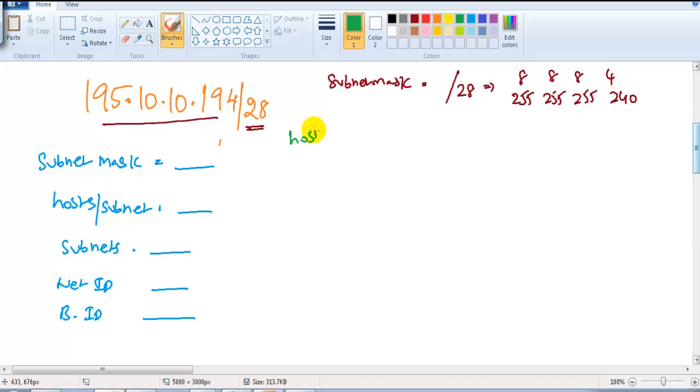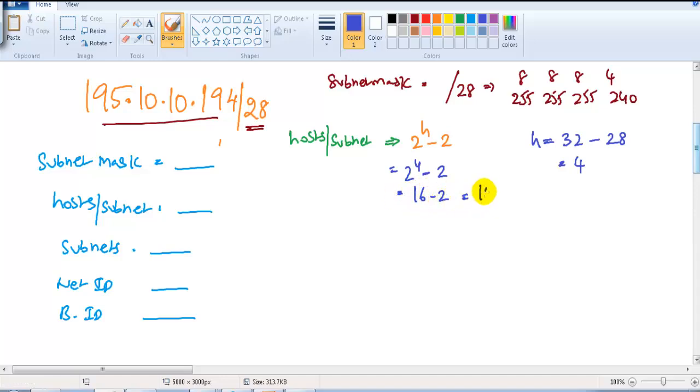And how many hosts per subnet? We can do this a little bit faster because we did some basic examples in our previous video. The hosts per subnet will be 2 to the power of h minus 2. So the first thing I need is the h value. To find the h value, I subtract the slash value, that is 28, from the total bits. So it's going to be 4. So the size of the network is 2 to the power of 4 minus 2. That is 16 minus 2, so 14 will be the answer. 14 is your valid host addresses.